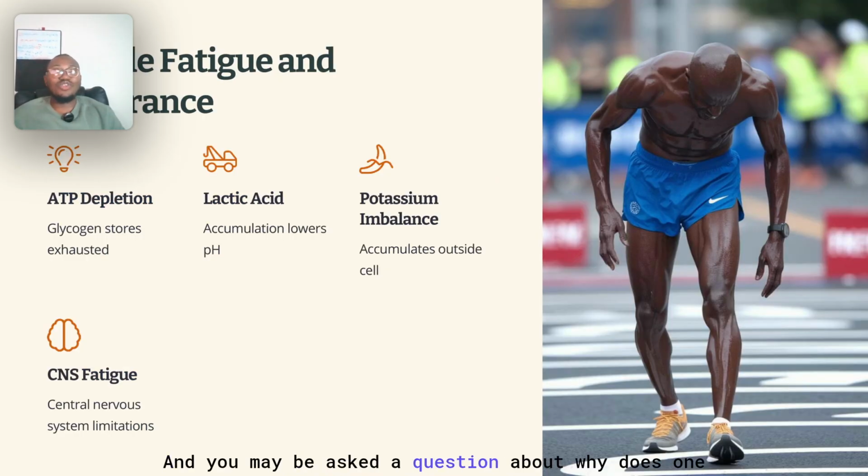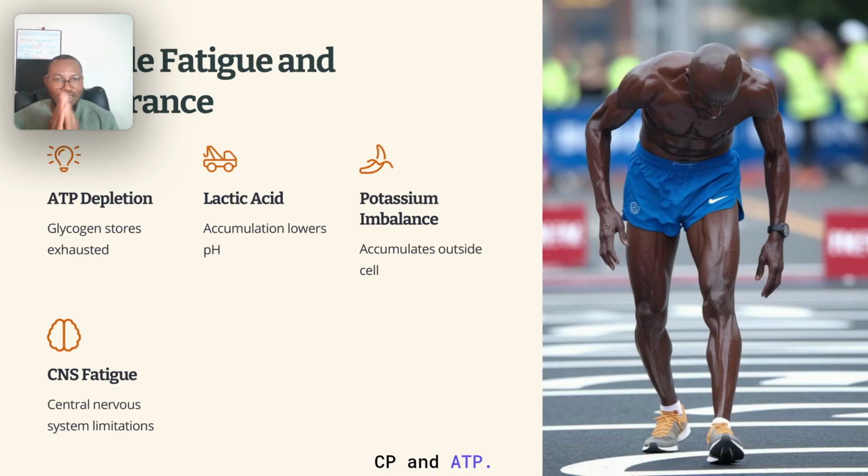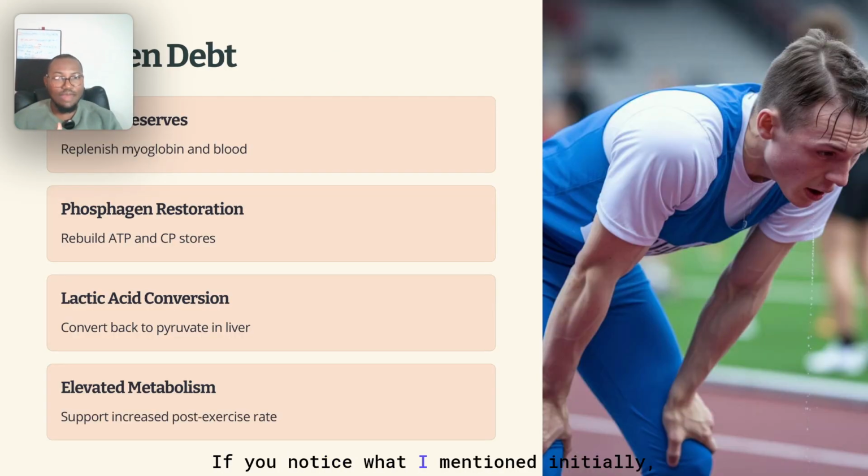And you may be asked a question about, why does one continue to breathe heavily after rigorous activity has stopped? Maybe you did a treadmill, like 200 at a go. And when you stop, you see yourself panting. Why? It is because the body requires more oxygen to restore levels of ATP and creatine phosphate, CP and ATP. Very, very important. They have to be replenished.